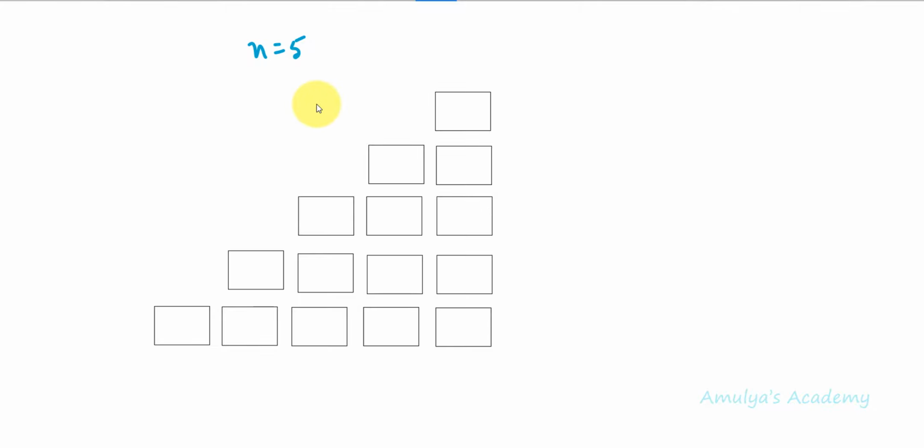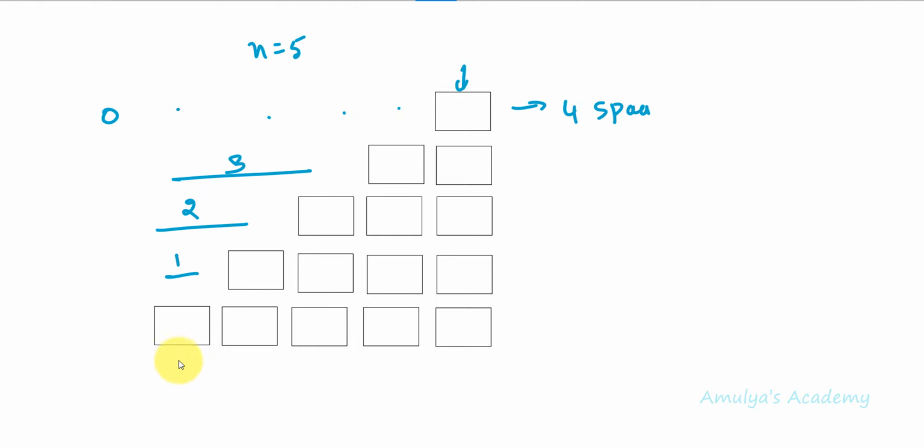So when n value is 5, in the 0th row, we want 1, 2, 3, 4 spaces. In the first row, we want 4 space. And here we want 3 space, here 2 space, here 1 space and here 0 space. At 0th row we want 4 space, at row 1 we want 3 space, at row 2 we want 2 space, at row 3 we want 1 space and at row 4 we want 0 space.